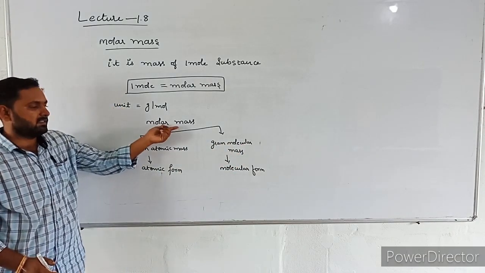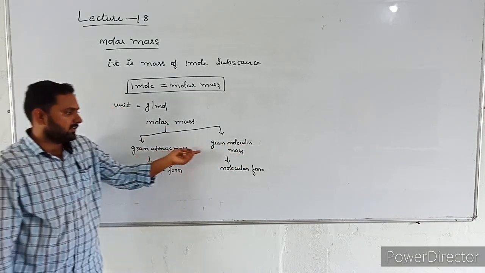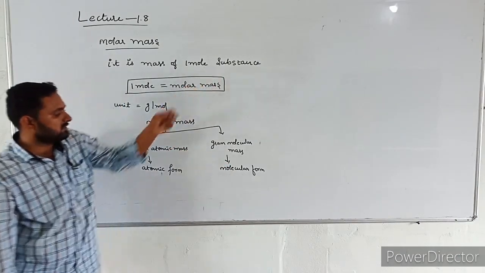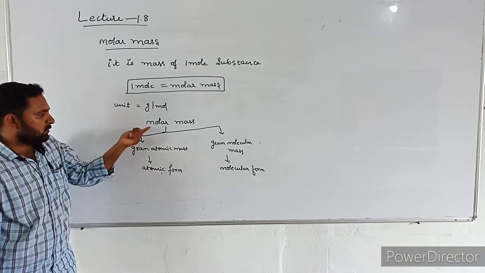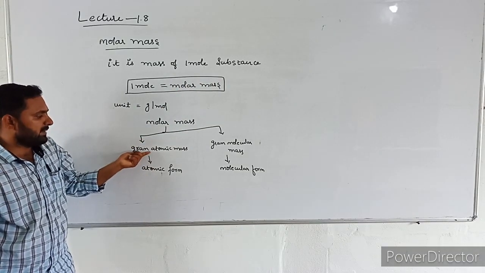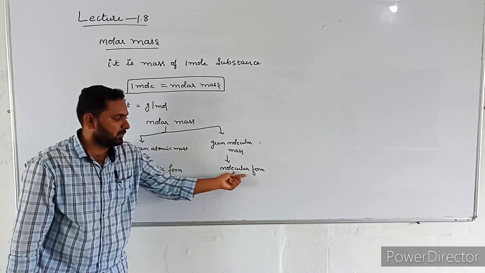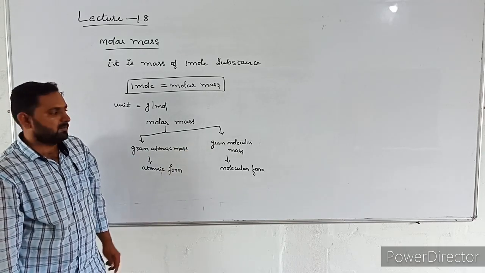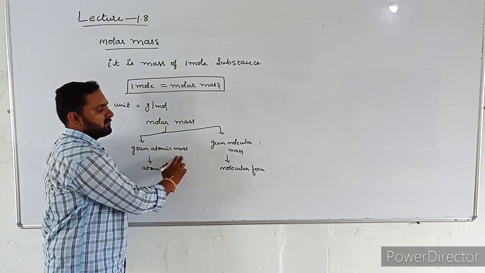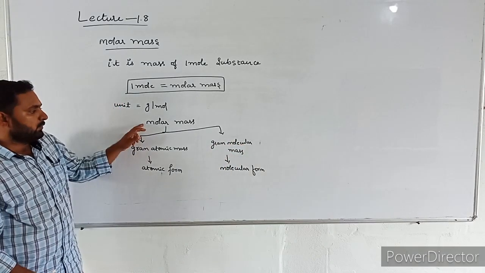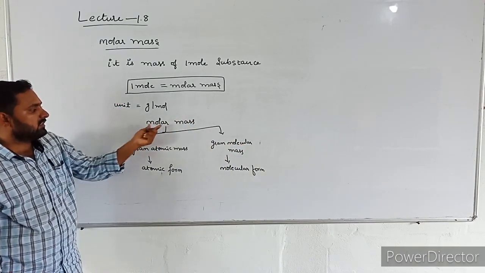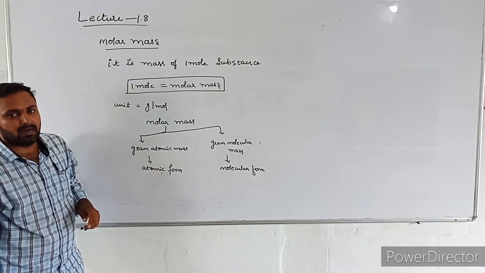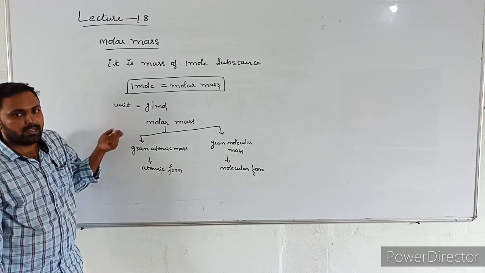The molar mass is called gram atomic mass or gram molecular mass, depending on the nature of the substance. If the substances are atoms, then molar mass is called gram atomic mass. If the substance is molecules, then molar mass is also called gram molecular mass. But orally, instead of calling it gram atomic mass or gram molecular mass, we call it molar mass. These molar mass values are numerically equal to atomic mass and molecular mass, but the unit is different.